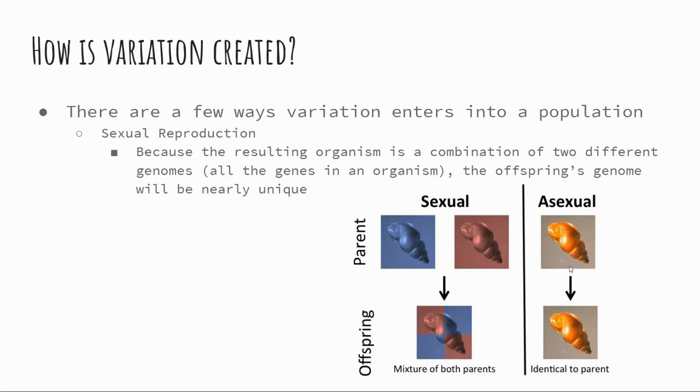So within a population or within a species, how is variation created? And we talked about this with the reproduction unit. So with sexual reproduction, there is an equal chance of any allele to be combined with another allele from another organism. So what this results in, long story short, is the very high probability of each offspring that is produced sexually to be genetically unique from other organisms within that species.